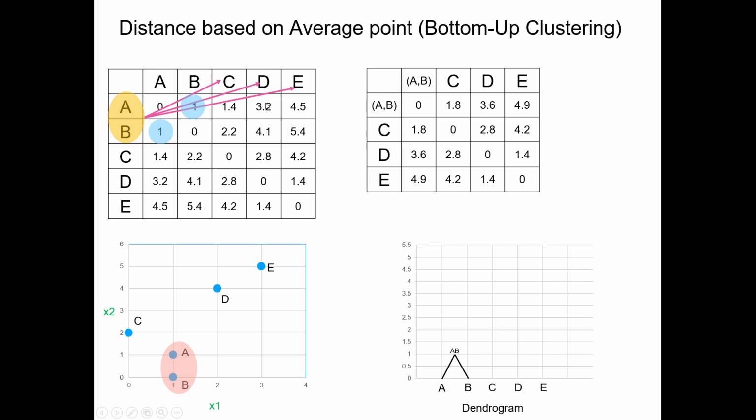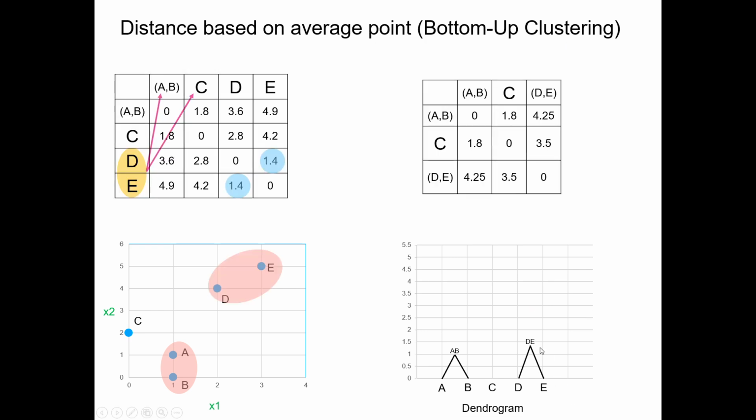AB from D becomes what? 3.2 plus the other value divided down by 2. And now I have a new table. When you have a new table, what should you do with that table? You need to find the minimum. What is the minimum value here? 1.4. Which means which one I need to merge? D and E. So let's merge D and E at 1.4.